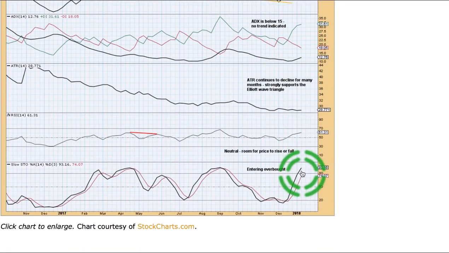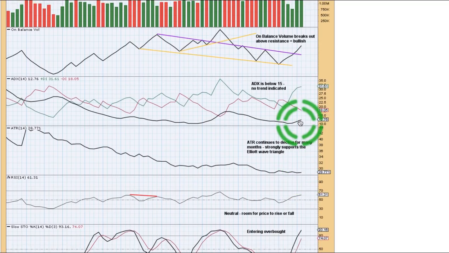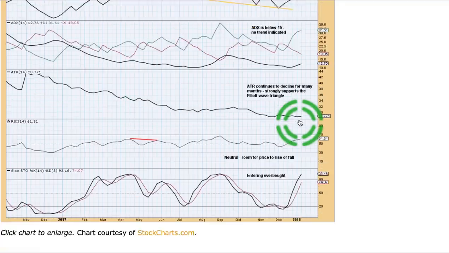Only when stochastics has moved further into overbought and then preferably exhibits a little bit of divergence with price would we then expect an end to the upward swing and look out for a downward swing, while ADX is still telling us there is no clear trend.